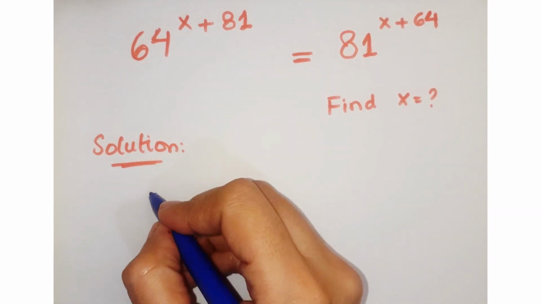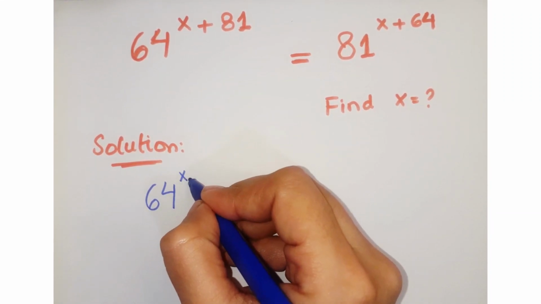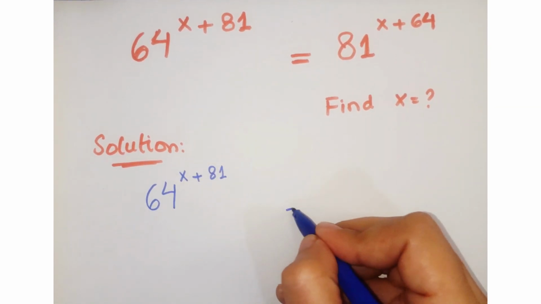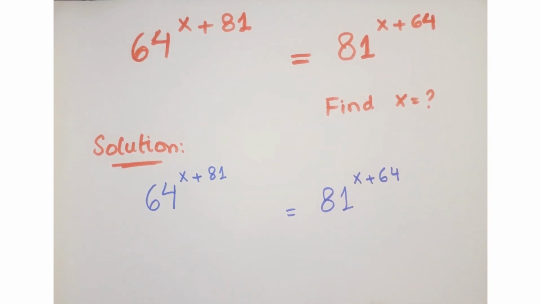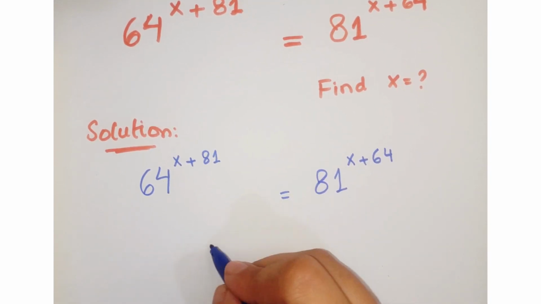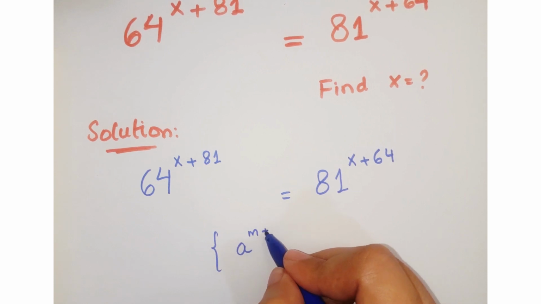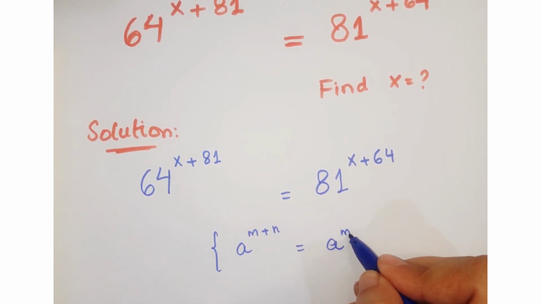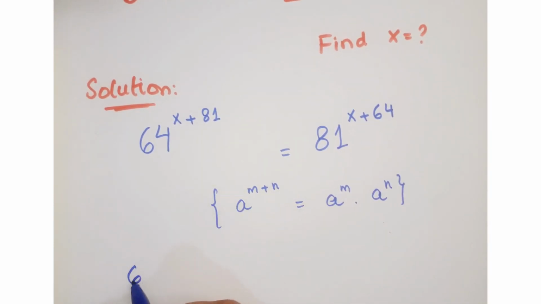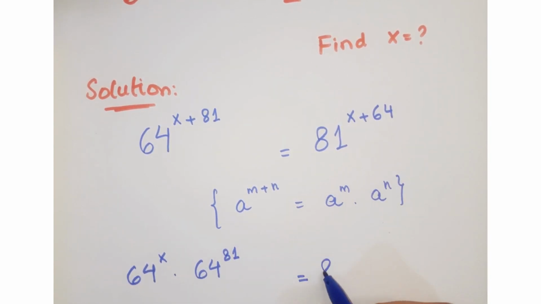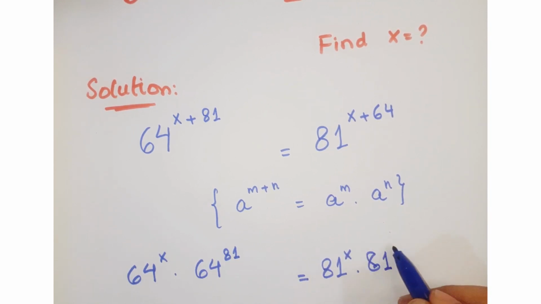Look at this question. The question is 64 to the power x plus 81 is equal to 81 to the power x plus 64, and we have to find the value of x. As you know that a to the power m plus n can be written as a to the power m into a to the power n. So we can write this as 64 to the power x into 64 to the power 81. Similarly, we can write this as 81 to the power x into 81 to the power 64.